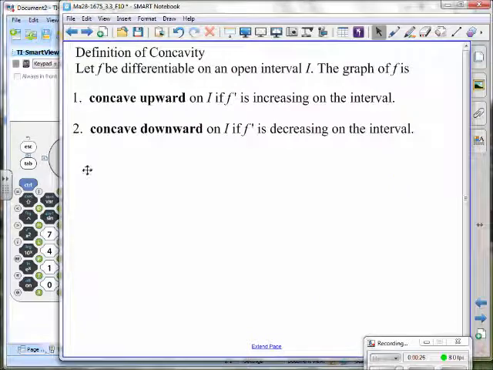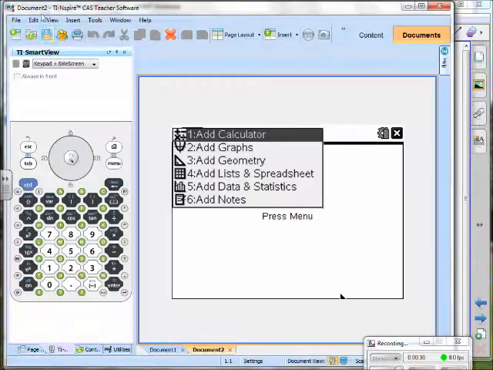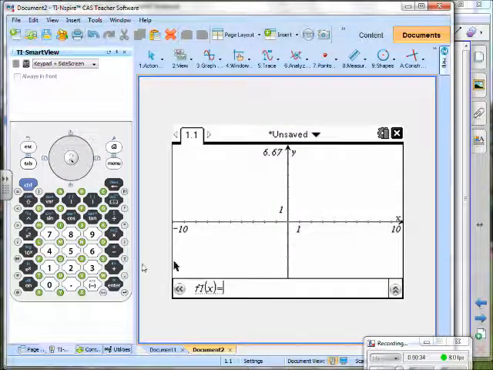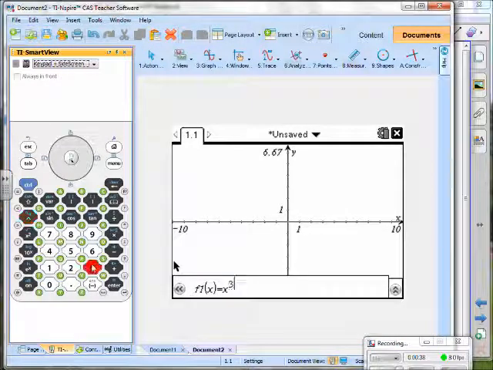Let's look then at our definition of concavity. In order to do that, I'm going to give you a function. We're going to look at this function, x cubed minus 5x squared plus 4x.